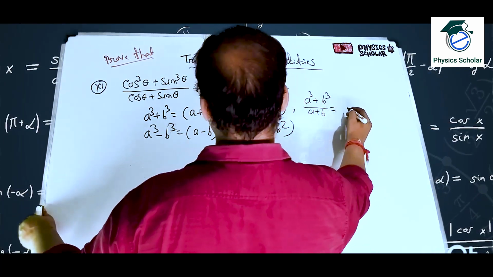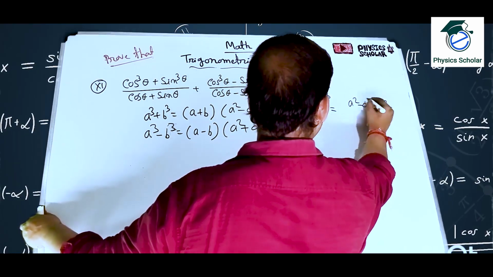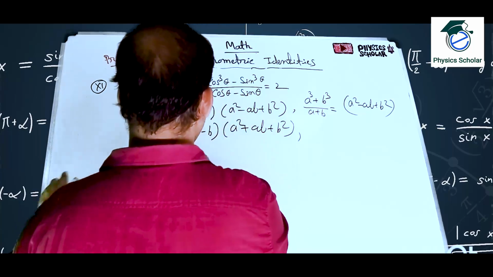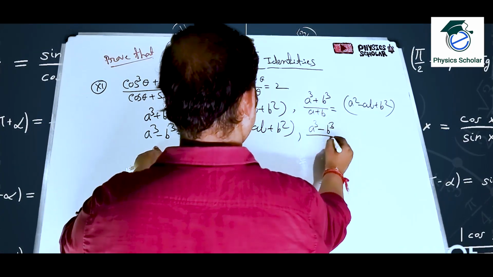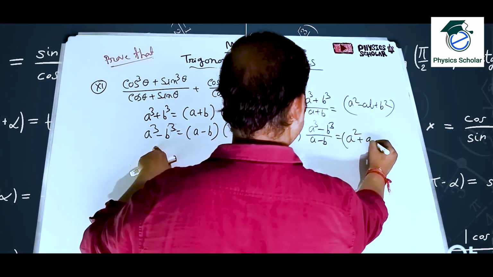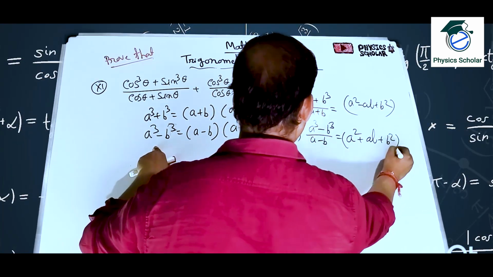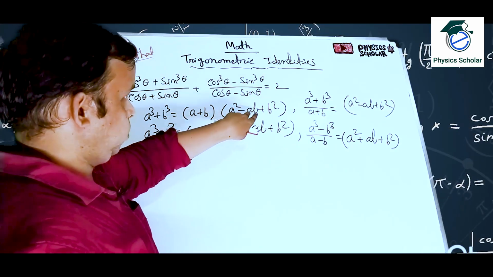What we can write? a² − ab + b². Clear? And here what we can write? (a³ − b³)/(a − b) = a² + ab + b². How? Because a³ + b³, what is the factorization formula? (a + b)(a² − ab + b²).